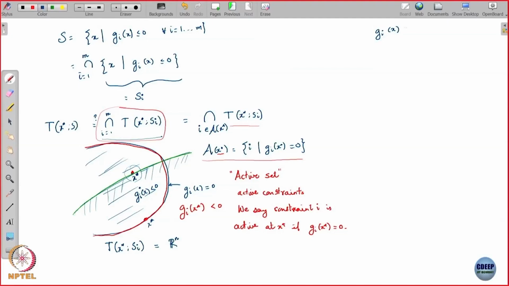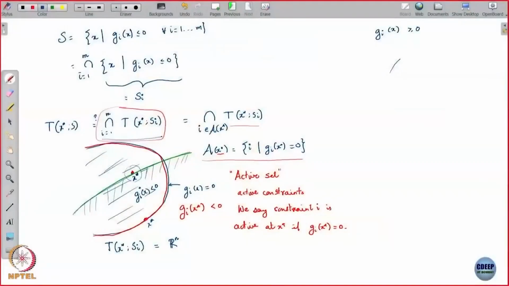Let's, for simplicity, let me just change the direction for the moment. I will just write this as g greater than or equal to 0, because that's easier to explain. So, suppose we have g_i(x) ≥ 0 as my constraint. Now, because g is continuously differentiable, we are tempted to think that I can capture the tangent by looking at the gradient of the function g_i.